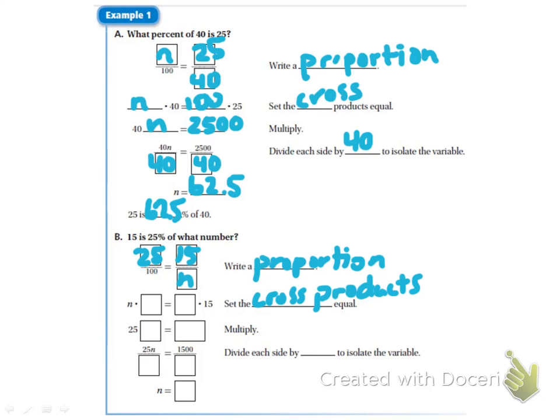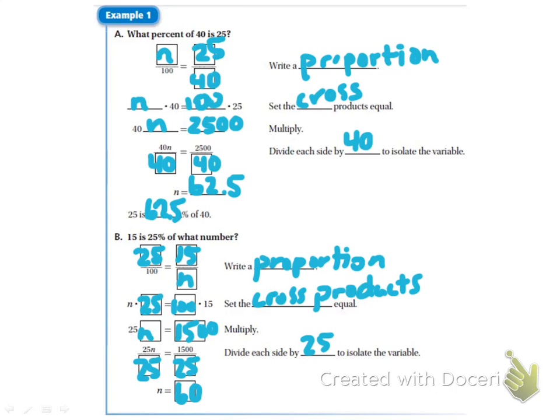So when I cross multiply, I get N times 25, and I get 15 times 100, which is 1,500. Now I can divide. So I'm going to divide each side by 25 to isolate the variable. Divide by 25, divide by 25, and N equals 60.